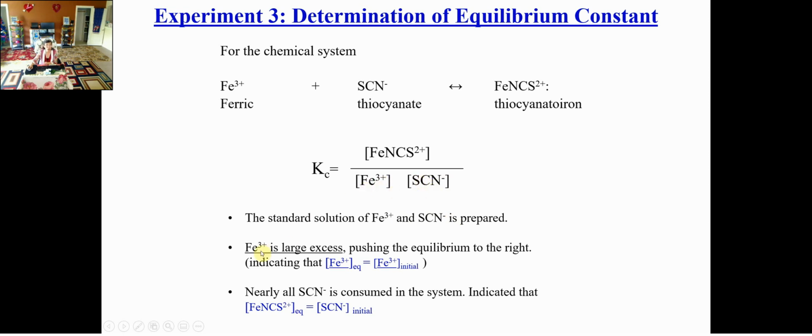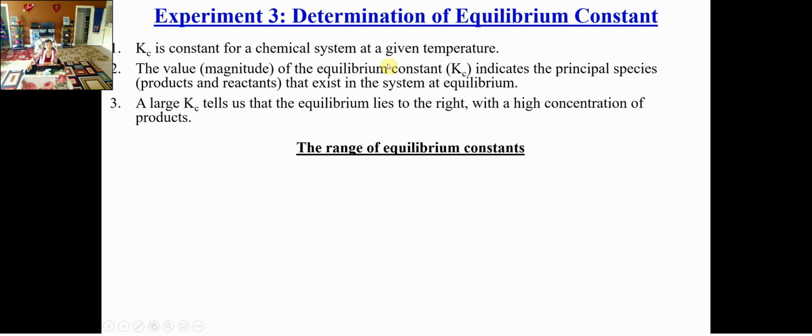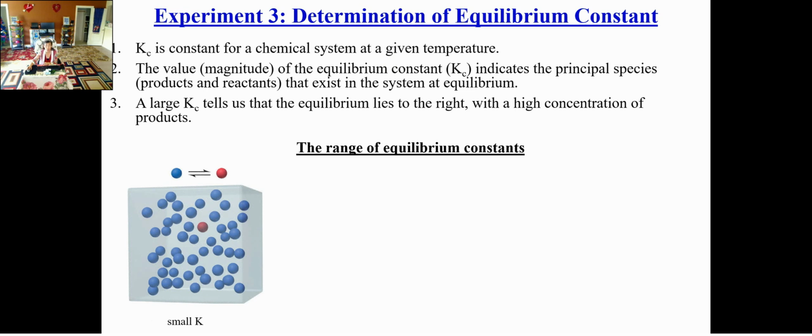In your reaction, you are also going to use a large amount of iron 3+. Ferric is in large excess, meaning your equilibrium must be forced to the right. What does this mean? It means at equilibrium, the concentration of your thiocyanate will be the same as your thiocyanato iron ion. These two concentrations will be the same at equilibrium, and then you are going to do the calculations.